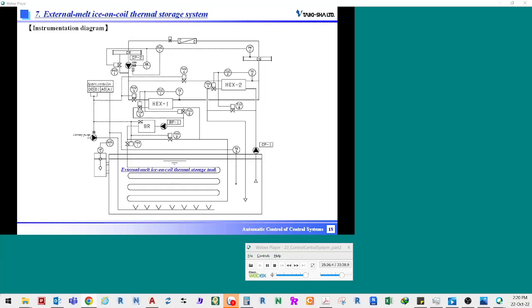The temperature sensors TE1 and TE2 to control the temperature of chilled water at the outlet of the heat exchanger. The temperature indicating controllers TIC1 and TIC2. The pressure sensor PE1 to control supply water pressure of the chilled water pump CP2, and the pressure indicating controller PIC1 and the pressure bypass valve PCV1.